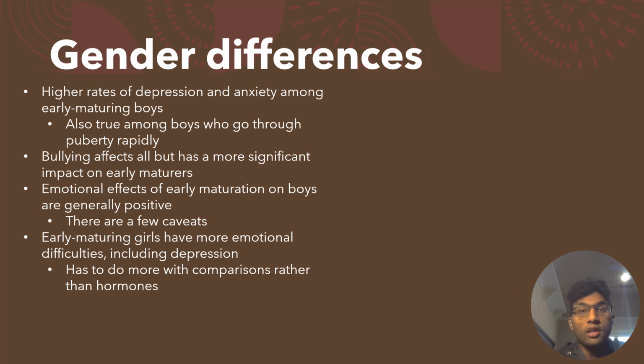Interestingly, although all adolescents are adversely affected by being bullied by their peers, the impact of victimization is greater for early maturers, perhaps because being picked on when one is larger than average is all the more embarrassing. However, we don't know the exact cause.